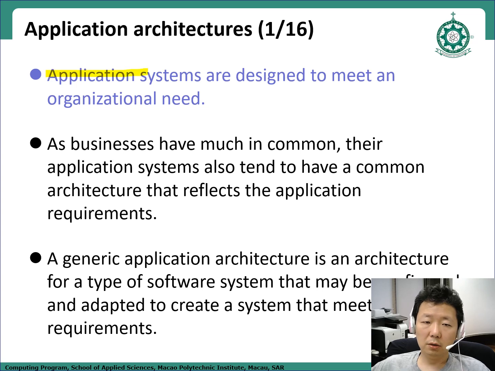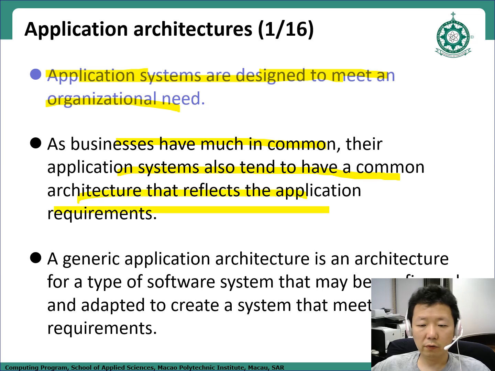So, and then the other one is application system. It's designed to meet organization or company needs. And as a business's common application, the system should also tend to have a common architecture that reflects the order of application requirements. And then the general application architecture is a type of software that you configure and adapt to meet the requirements.